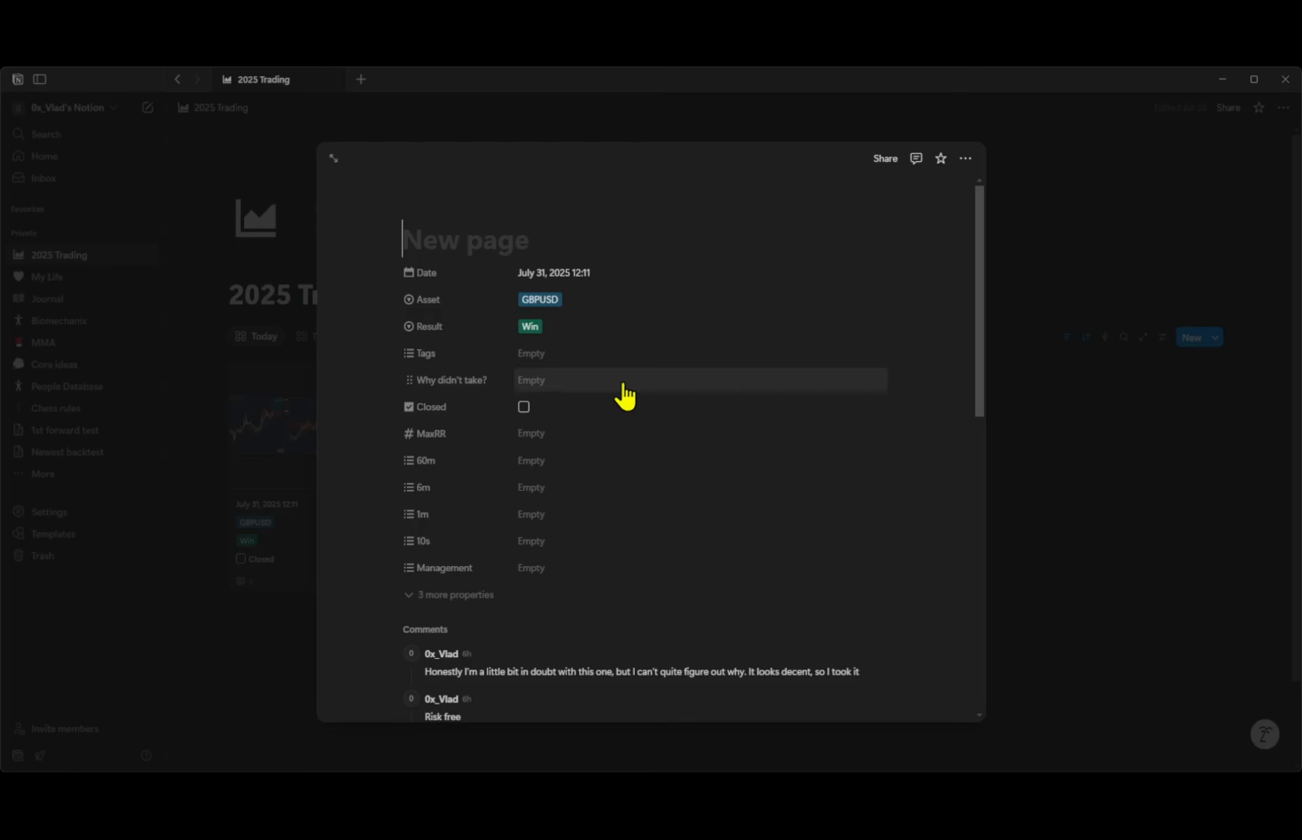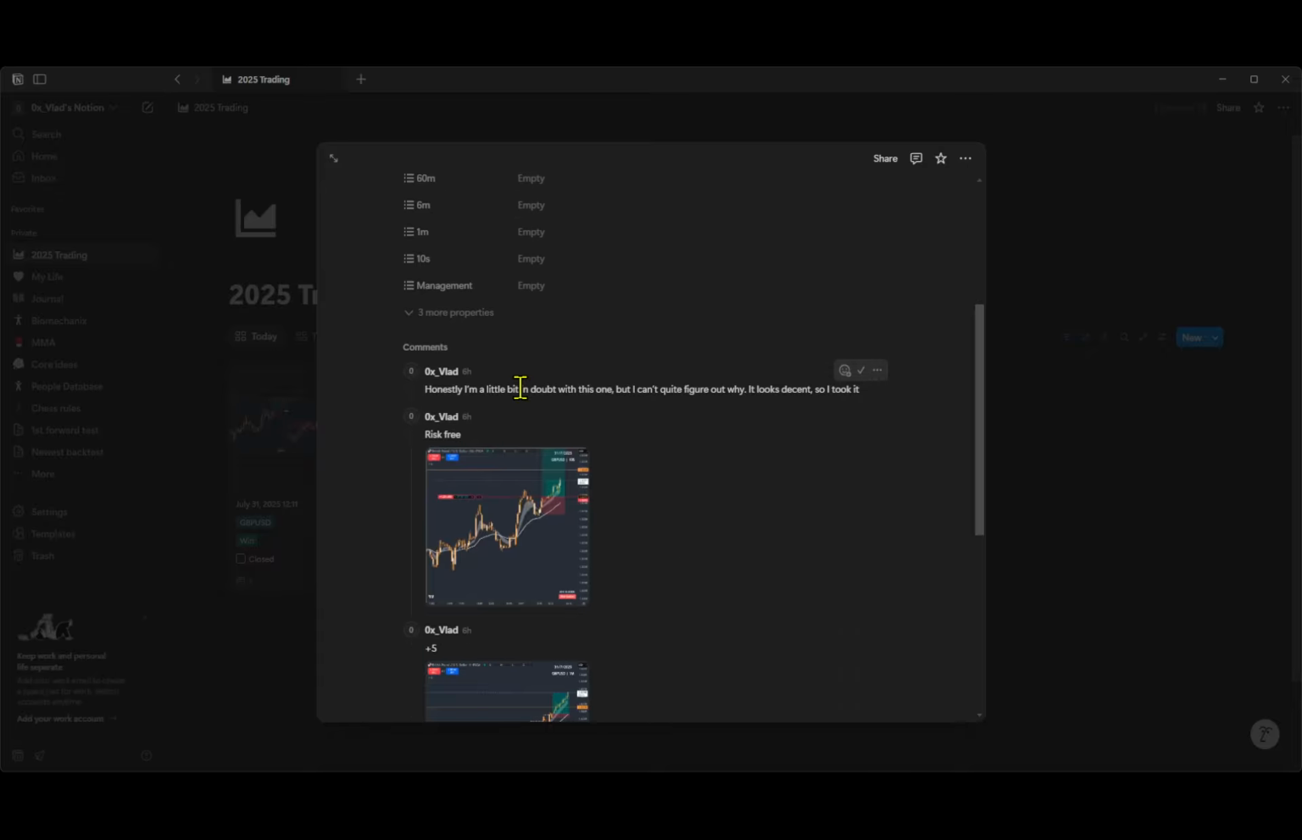Yo, GM. So I just got back from my walk today, and I just checked some of the trades that I took today. I didn't take many trades. I think I only took one single trade. And actually, let me go to my Notion real quick. Boom.